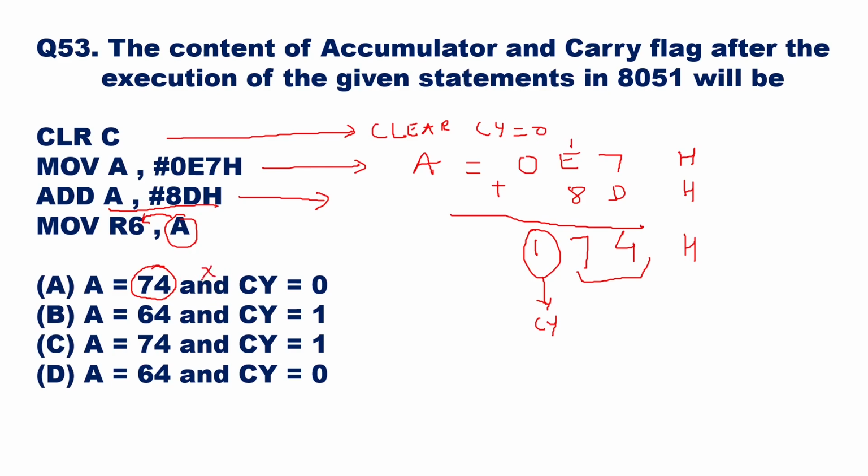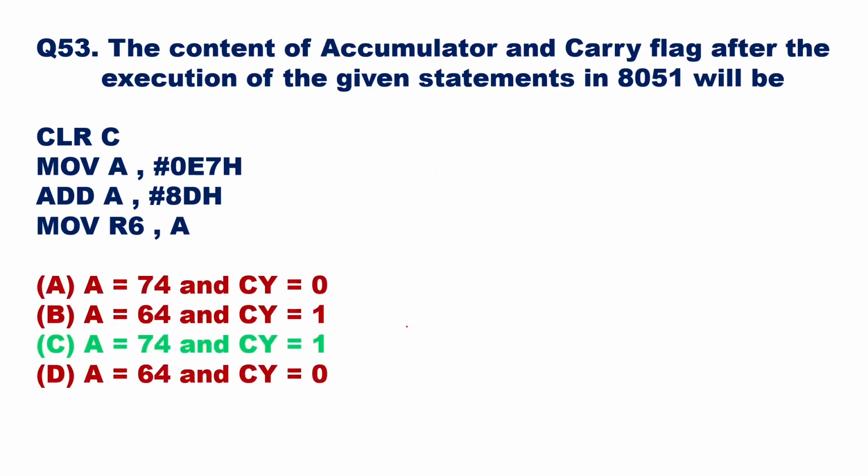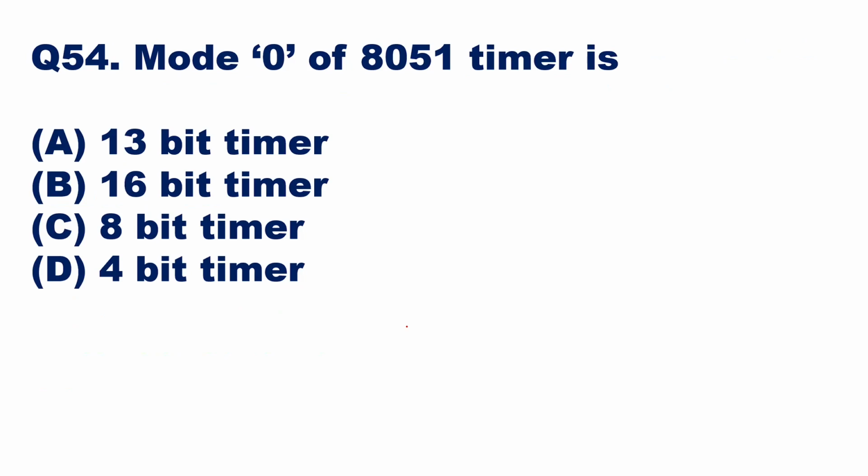So this is not the answer. This is not the answer. Then we can see option C, that is accumulator is 74 and carry as 1, is the answer. So option C is the right answer here. That is, A is equal to 74 and carry is equal to 1 is the right answer. Then we'll go to the next question.